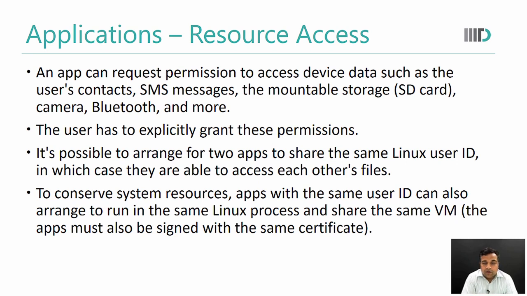So, an app can request permission to access device data whenever it wants. For example, users' contacts, SMS messages, the mountable storage, camera, Bluetooth, and more. Android requires that the user explicitly grants these permissions. You have already experienced it when you install an app and the app asks your permission.